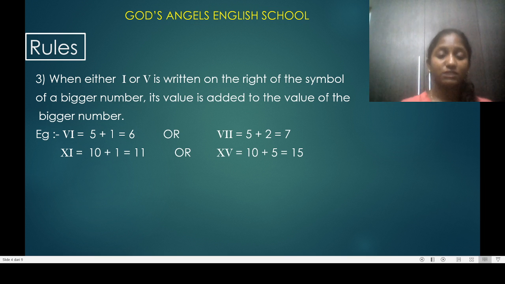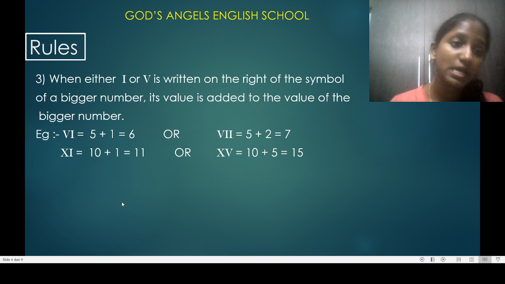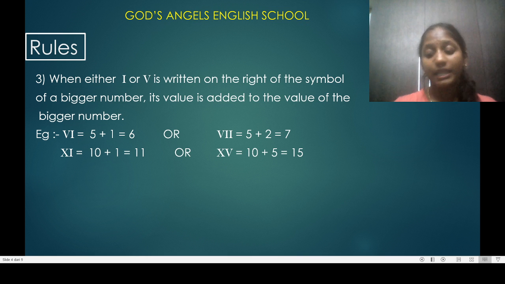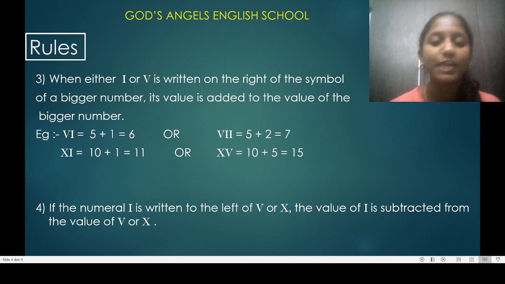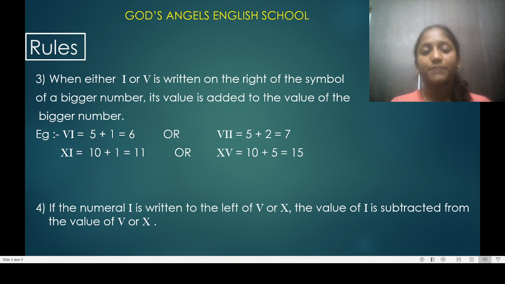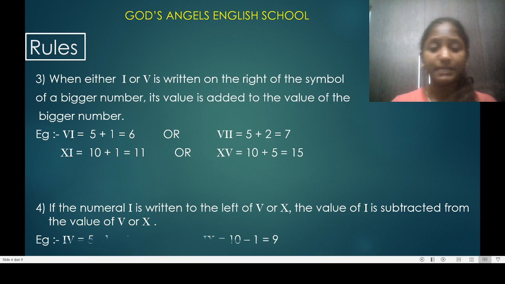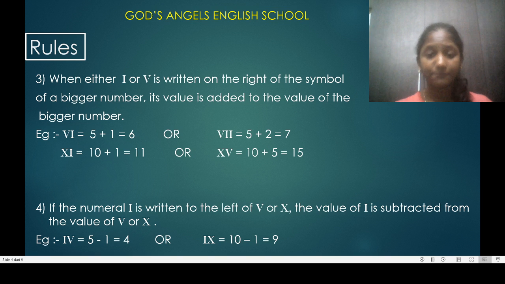The condition was that the first number should be bigger. If our first number is bigger, then it will be addition. In the next one, if the numeral 1 is written to the left hand side of 5 or 10, its value is subtracted. If the bigger number, if the numeral number, what is the numeral number?